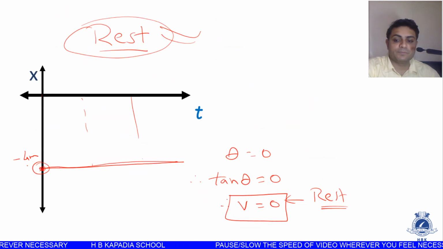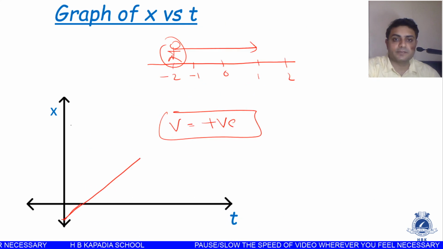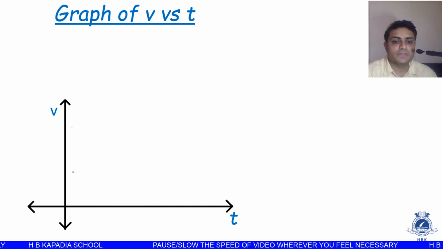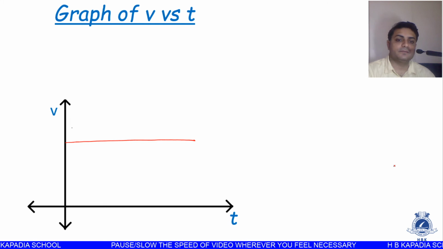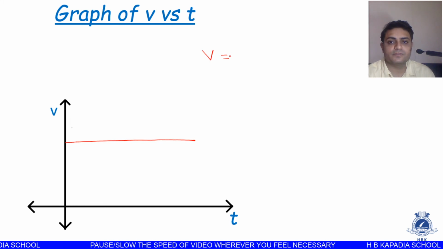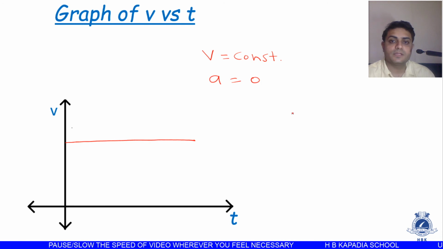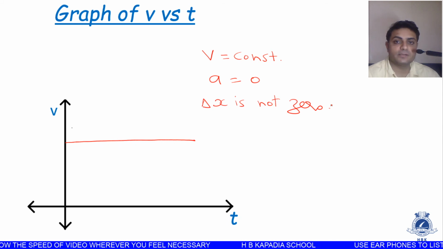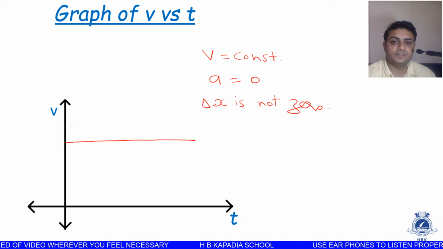So this is very important, and I will suggest you to concentrate more. This is a graph of velocity versus time. If the graph of v versus t is like this, exactly a straight line, then we can say velocity is constant. It is not changing. When the velocity is constant, acceleration is 0, but the displacement is not 0. I mean delta x is not 0. The object will be displaced from one point to another point.